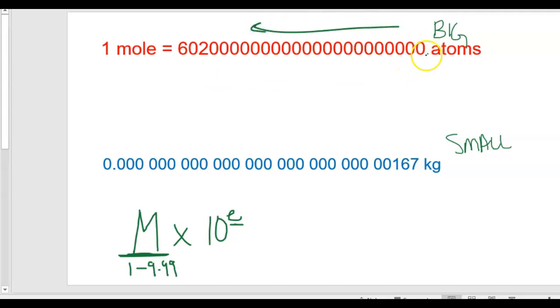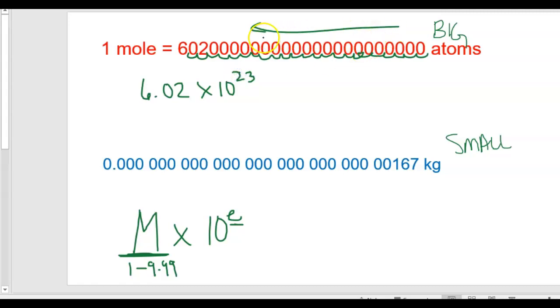1, 2, 3, 4, 5, 6, 7, 8, 9, 10, 11, 12, 13, 14, 15, 16, 17, 18, 19, 20, 21, 22. I'm not going to end there because that would be 60, and 23. I'm going to end right there. So my new number is 6.02 times 10, and I moved my decimal over 23 places, so that's 10 to the 23rd.